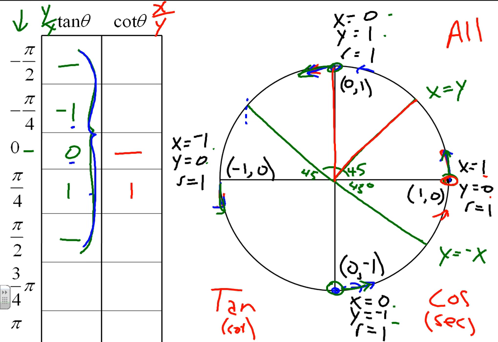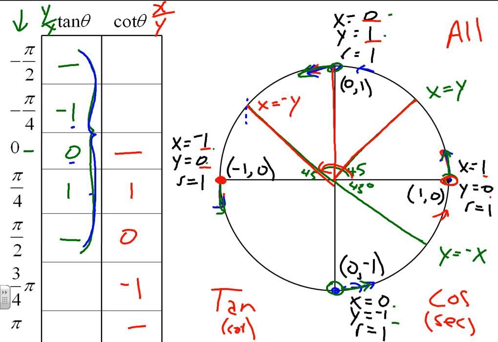X on y here, 0 on 1, 0. At 3/4 pi, x doesn't equal y, x equals the opposite of y, so cotangent of 3/4 pi is negative 1. And as we move around to 180 degrees, x on y, negative 1 on 0, undefined. I like dealing with cotangent from 0 to pi.